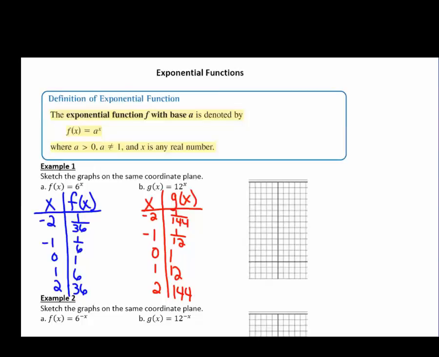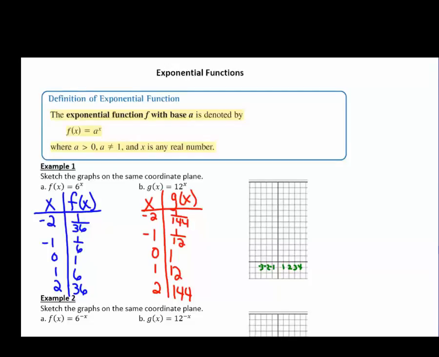So now this gives us an idea as to what our units should be when we go to graph it. So looking at our x values, we can go with units of 1. So we're going to make each one of these lines 1 unit. And then we can look at our f of x or g of x, our y values, and see what we've got going on here.